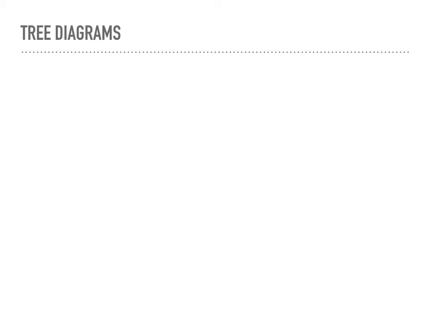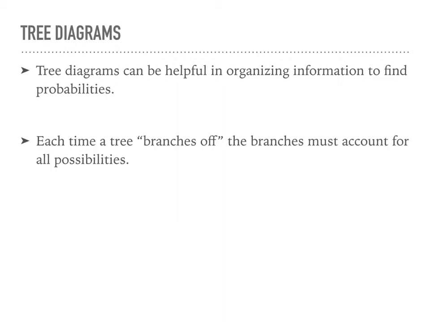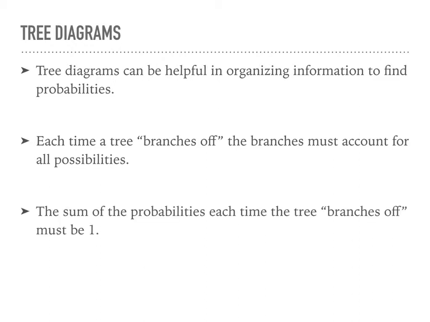So far, we have seen that the data has been fairly easy to work with when it comes to finding probabilities. It's not always the case, so sometimes we will want tree diagrams to help us in organizing the information to find probabilities. Each time that a tree branches off, the branches must account for all possibilities. The sum of the possibilities each time our tree branches off must be equal to 1. The best way to discuss tree diagrams is to actually look at an example. So let's look at an example and draw a tree diagram to organize our information about probabilities.